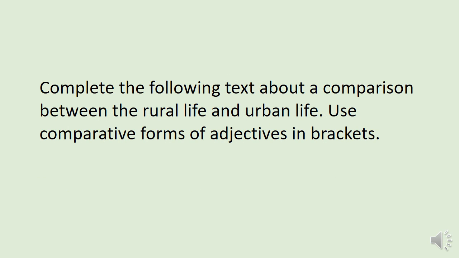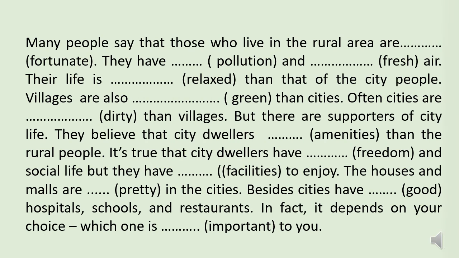Dear girls, now we have another activity and you have to do it as your homework. You have to complete the following text about a comparison between the rural life and urban life. Use comparative forms of adjectives in brackets. The passage is, many people say that those who live in the rural area are dash fortunate. They have dash pollution and dash fresh air. Their life is dash relaxed than that of the city people.